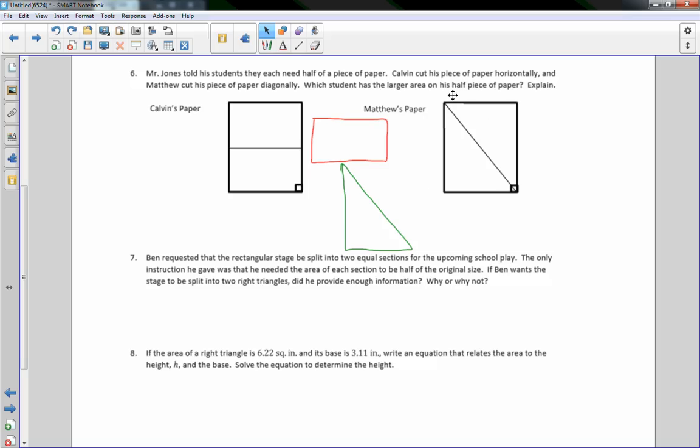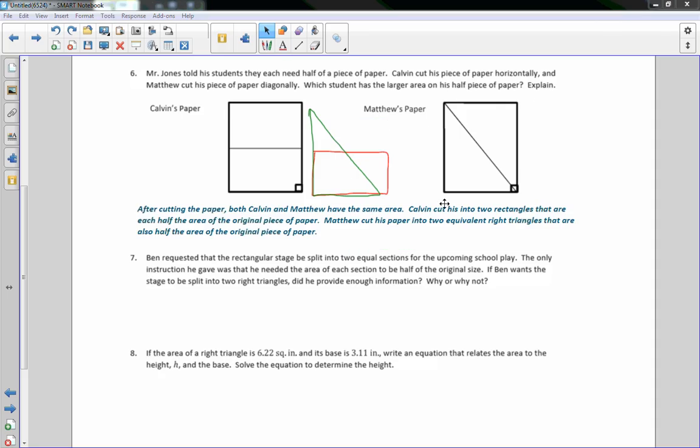So number 6 says, which student has a larger area on his half piece of paper, and explain. Okay, so here we go. It says, after cutting the paper, both Calvin and Matthew have the same area. Calvin cut his into two rectangles that are each half the area of the original piece of paper. Matthew cut his paper into two equivalent right triangles that are also half the area of the original piece of paper. So if you look here, the way I put one over top of the other one, if I took this piece of paper here and cut it off, rotated it 180 degrees, it would land right here and fill in that space there.